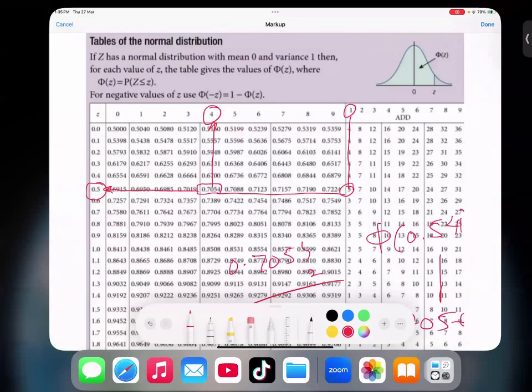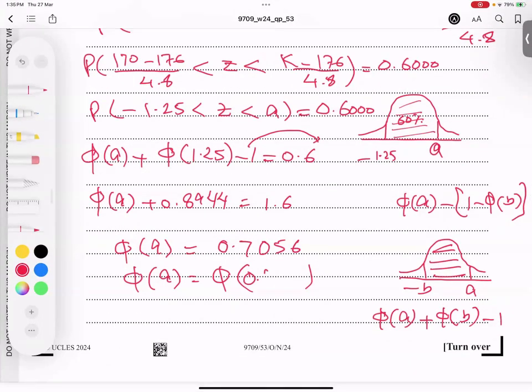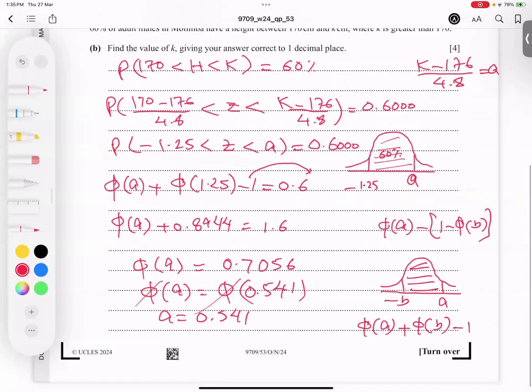So I hope I got the point. So I'm writing here 0.541. 5 I cancel. I got this value of A. And this I'm going to plug in here. And then what will it be? K minus 176 over 4.8 equal to 0.5451.